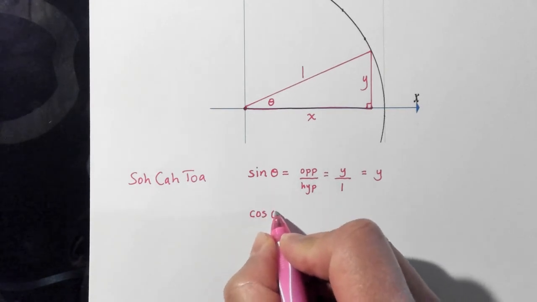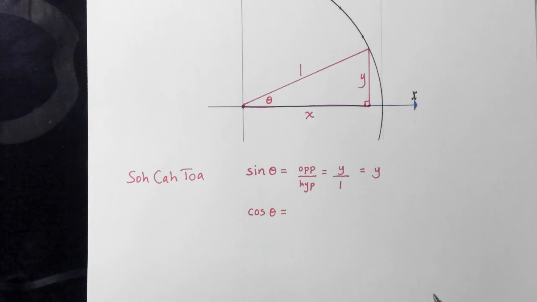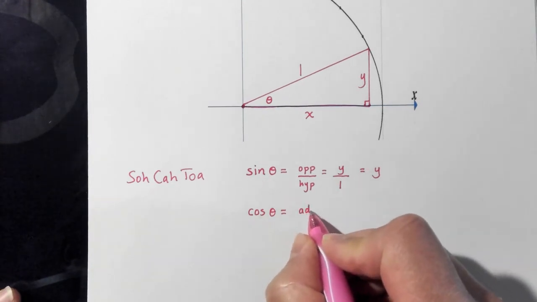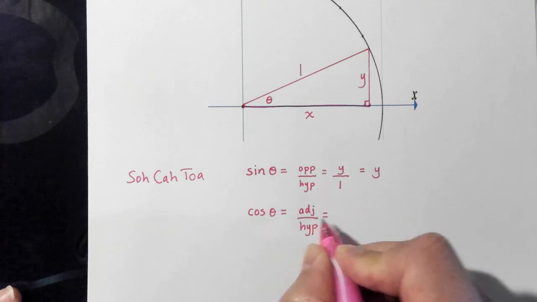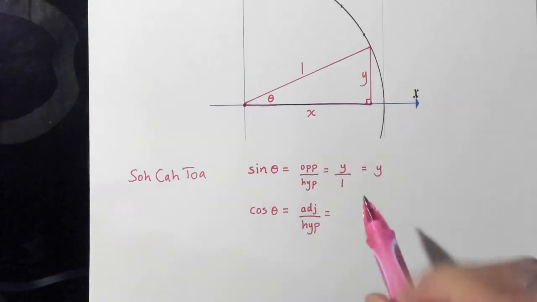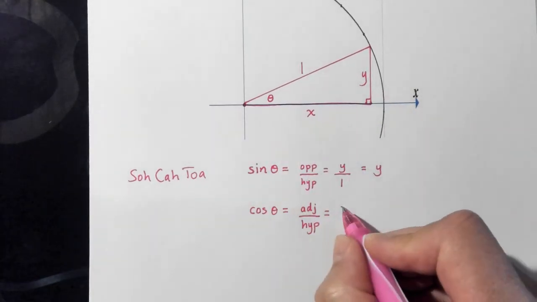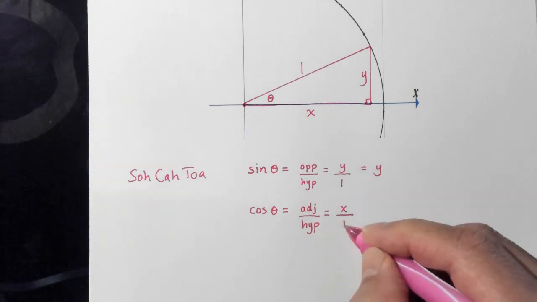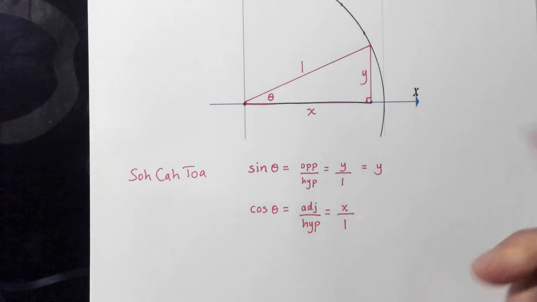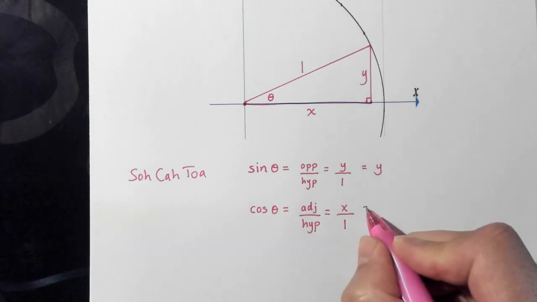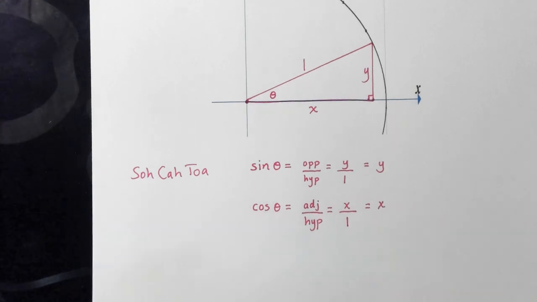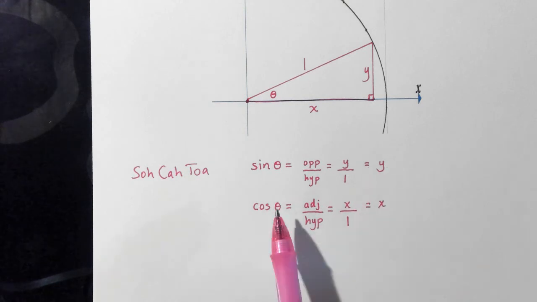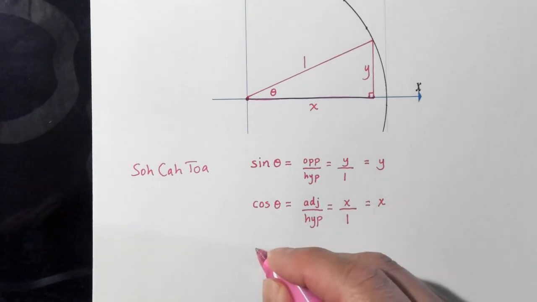Let's do cosine. Cosine of theta equals adjacent over hypotenuse. That much I have memorized. If you look at this triangle, the adjacent side is x. Hypotenuse is 1. This will be super important when you're doing secant later, not today's lesson though. X divided by 1 is just x. So we got sine is equal to y. We got cosine is equal to x. And let's do one more.